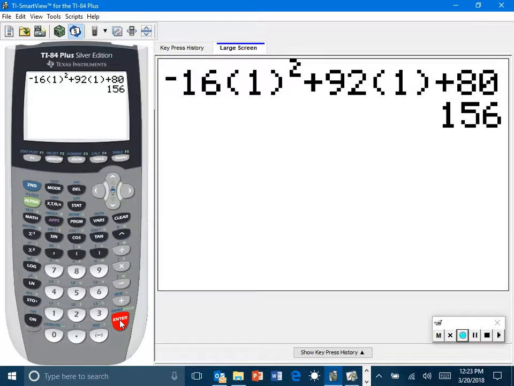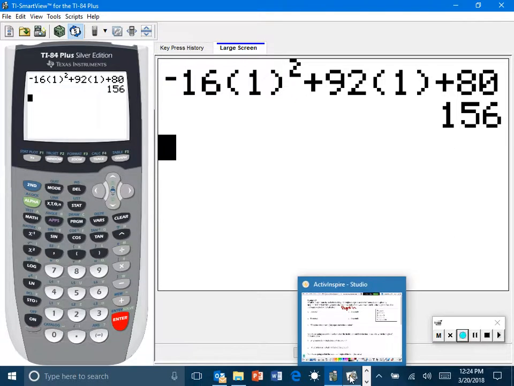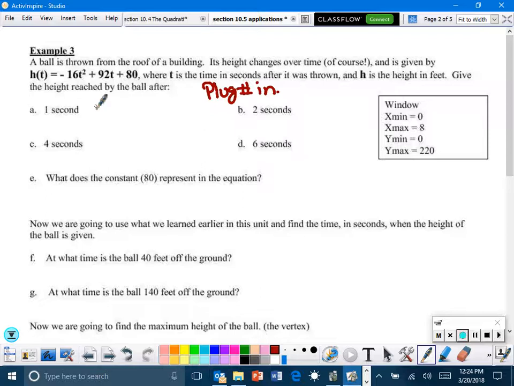Okay, that's perfectly fine. But I'm going to show you another way to do this. And you might as well practice it because you're going to need it for when you do F, G, H, and I anyway. All right? So we get 156 for that. So 156 feet.